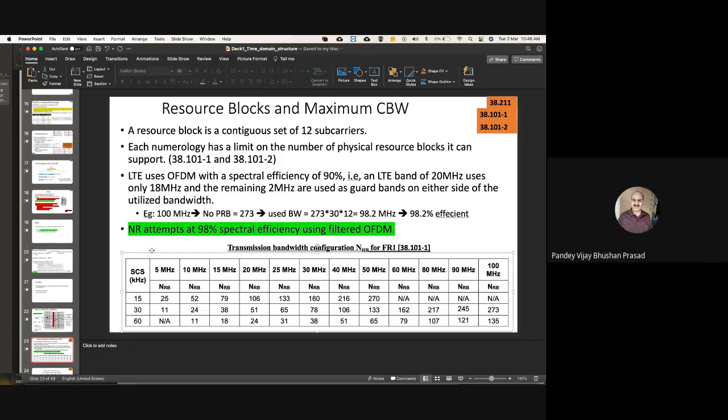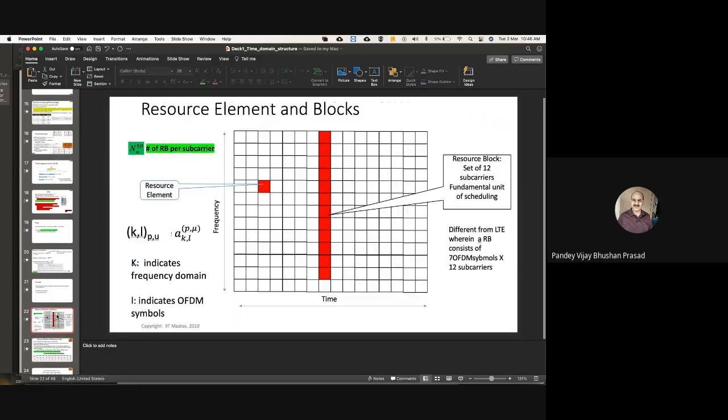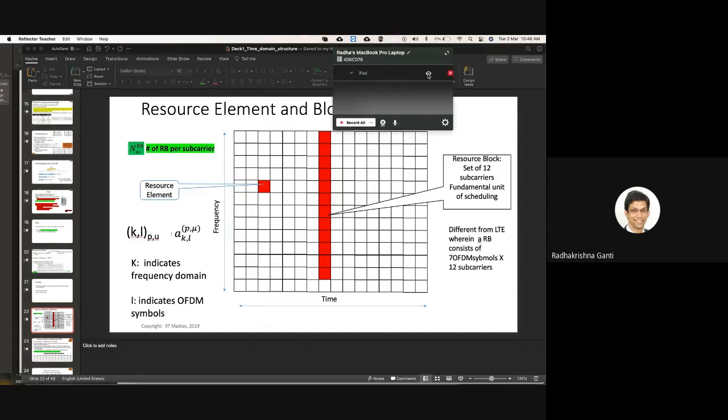Sir, one question. One OFDM symbol will have 13 subcarriers? Just go to the previous slide, sir. It is having 13 symbols, a resource element in one OFDM. Sir, in one OFDM symbol, it will contain 13 resource elements. No, OFDM symbol and elements are different, sir. One minute, let me show you my screen.